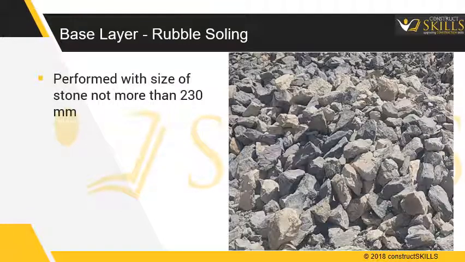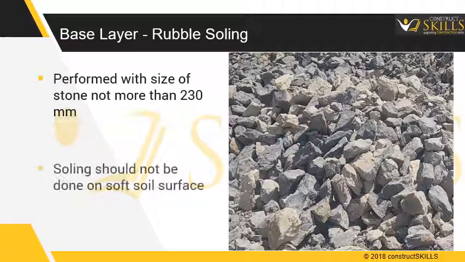Base course, soling. Stones are hand-packed, firmly set, in layers with a maximum thickness of 230 mm when compacted. A tolerance of 25 mm is allowable. Soling should be done on a leveled and compacted surface. All utility lines should be in place before soling work begins.